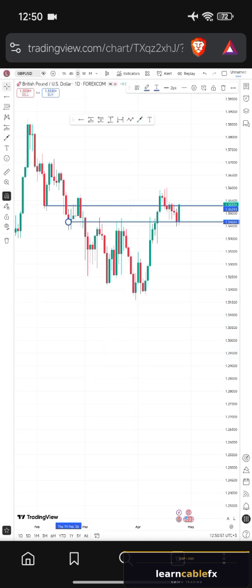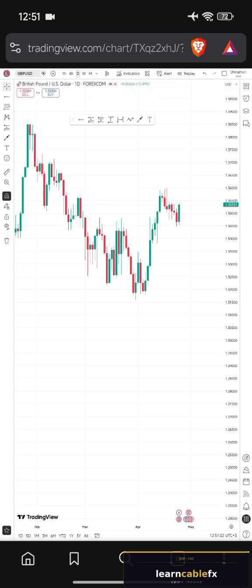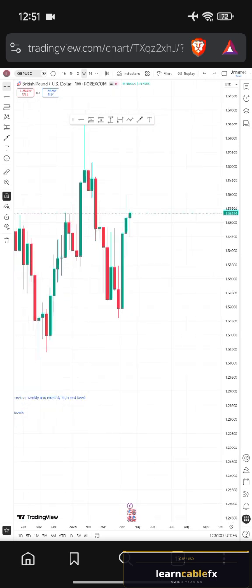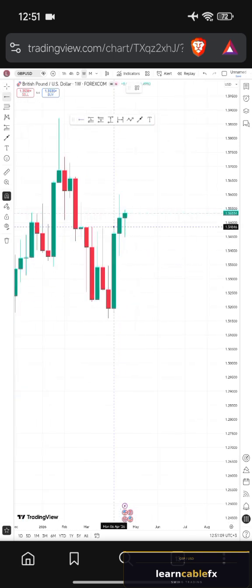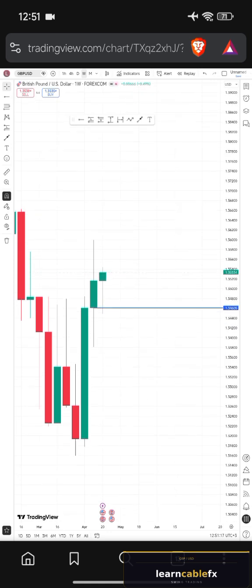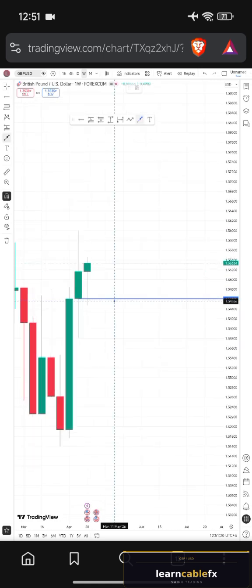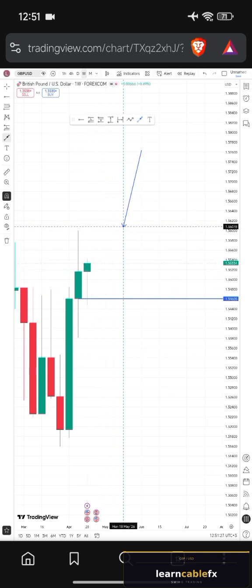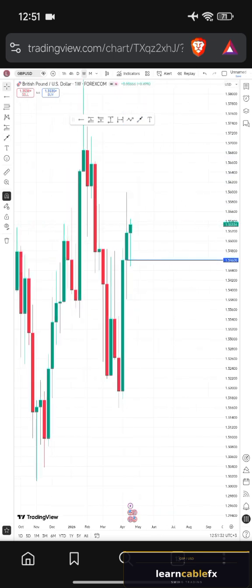I also use opening levels, weekly and monthly, of the candle. For example, a level like this one over here. You can see price retested, then it bought. So that's just an overview of my points of interest.